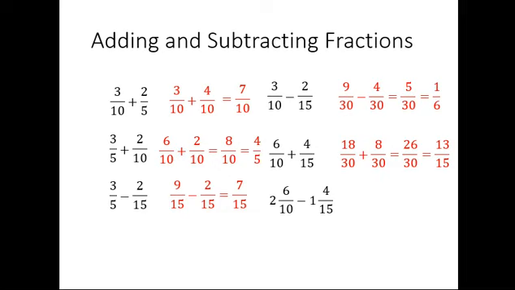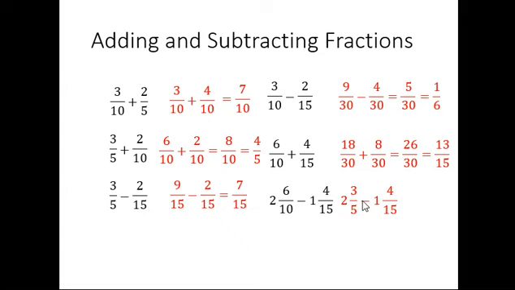Now finally, 2 and 6/10 take away 1 and 4/15. You may notice that the 6/10 simplifies first, and that's something that you can do, that's fine. You can do 2 and 3/5 minus 1 and 4/15 instead. Now you can see if we do that, do a bit of simplifying of the fraction first, the 15 and the 5, the lowest common denominator is 15. But we can't just do that straight away.